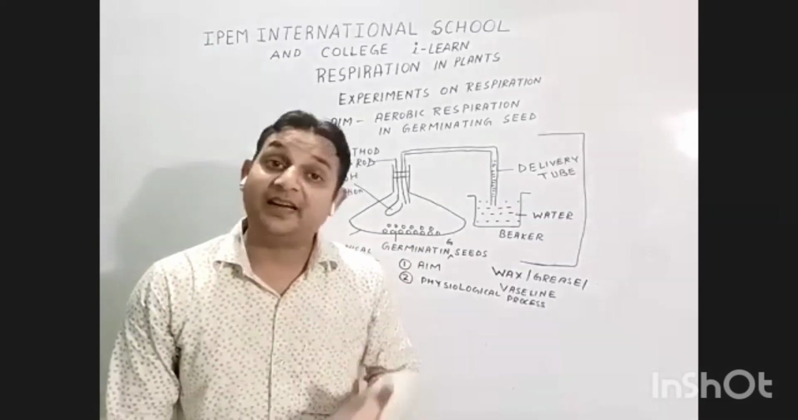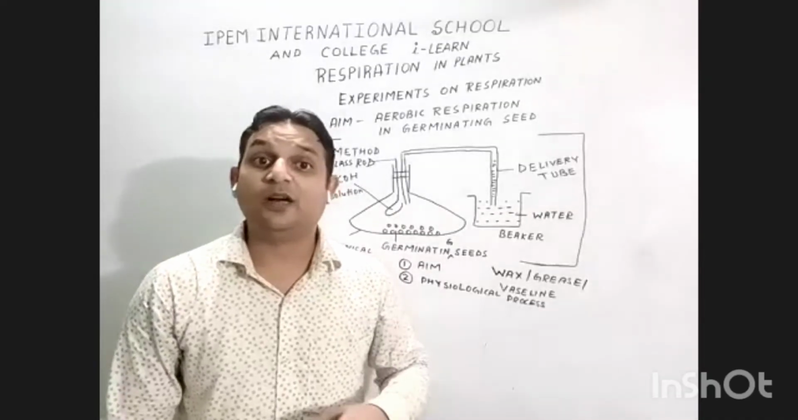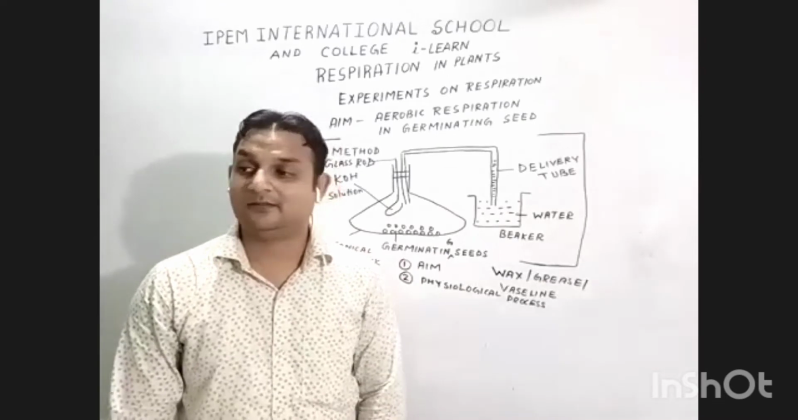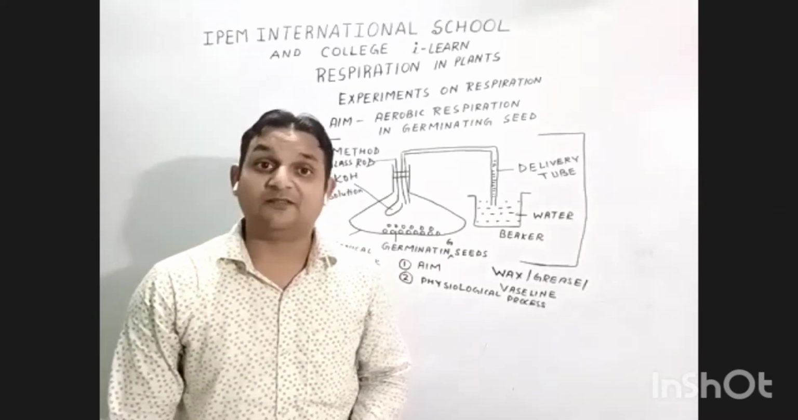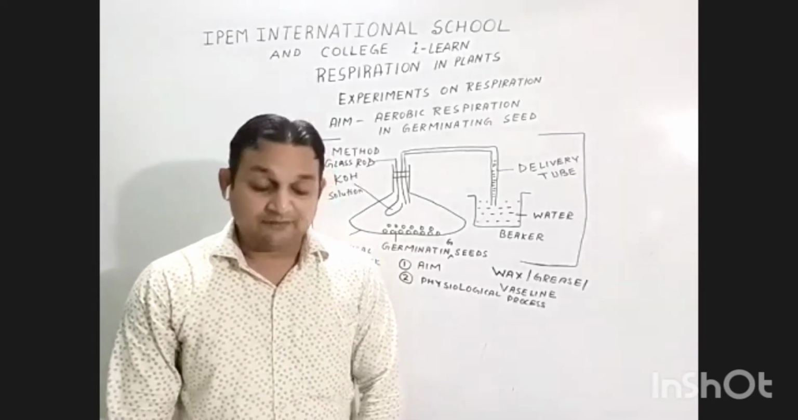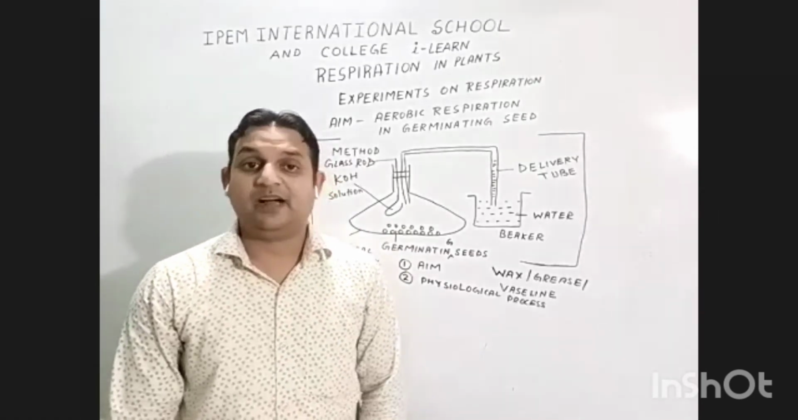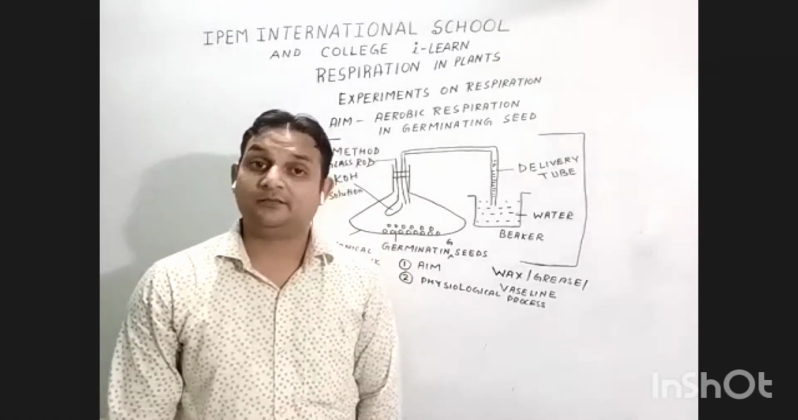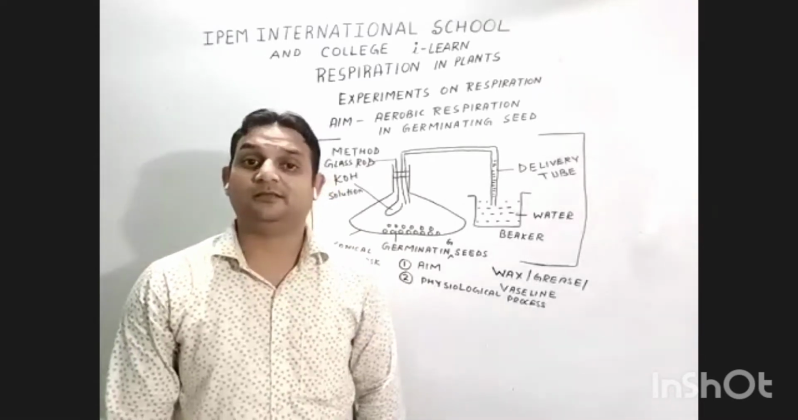Third question: define the process. So you will define the process. Fourth question: give an overall equation of this process. I have already mentioned it. Fifth question: what will be your observation? I have dictated the observation. Next question: give the reason for your observation.